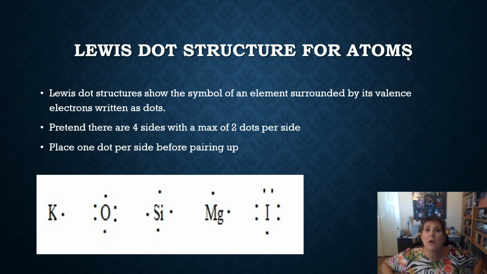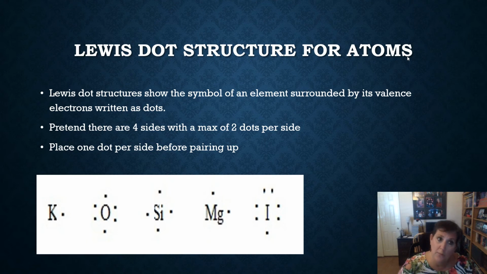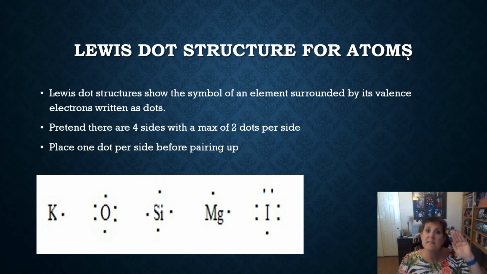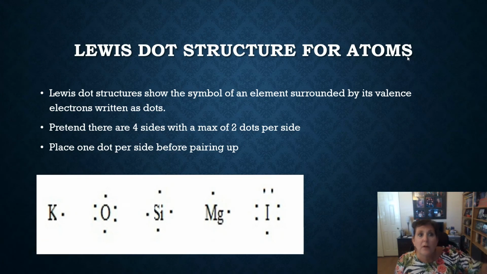So Lewis dot structures for atoms. What you need to know is the valence electrons that we just went over, and you put them as dots around the symbol of the element. So these are called Lewis dot structures. They show the symbol of the element surrounded by its valence electrons written as little dots.